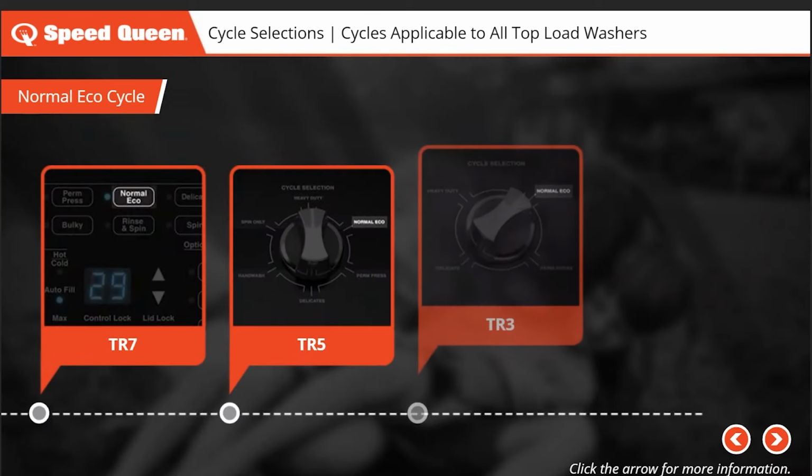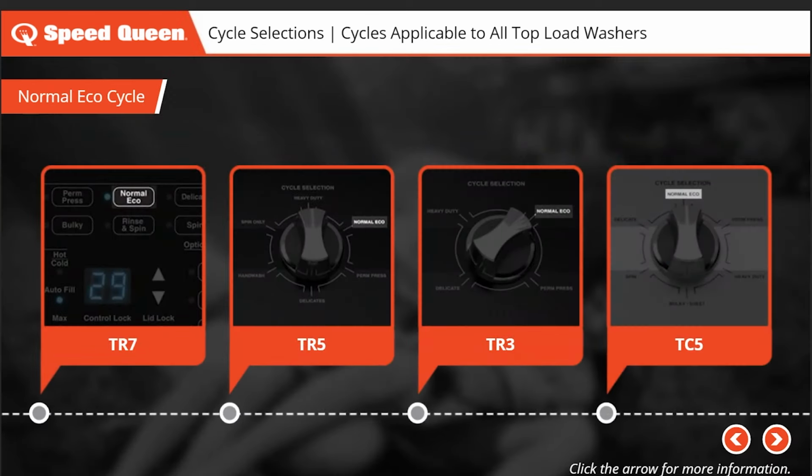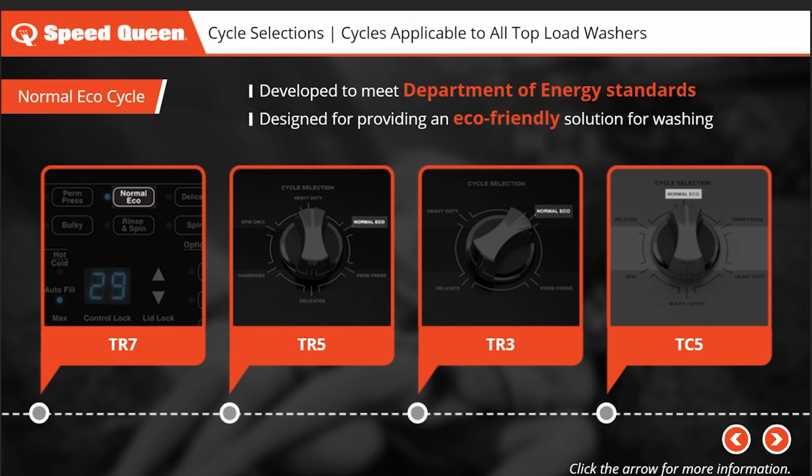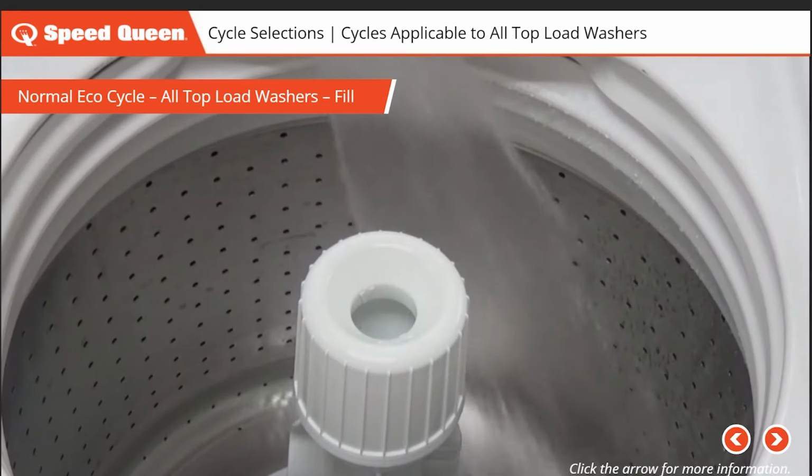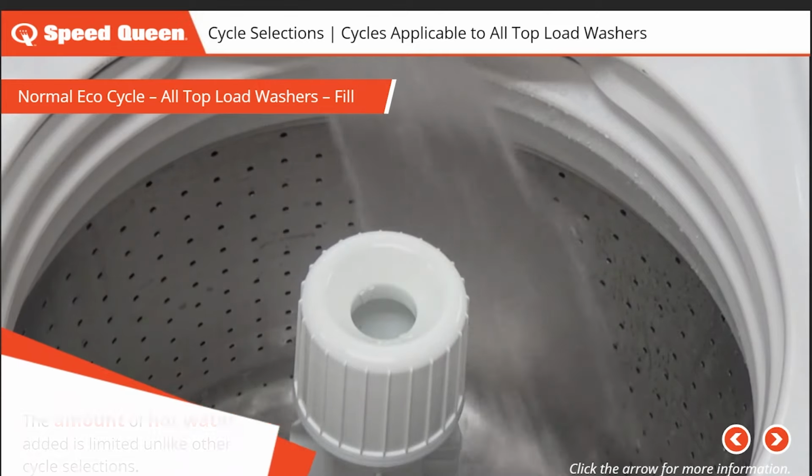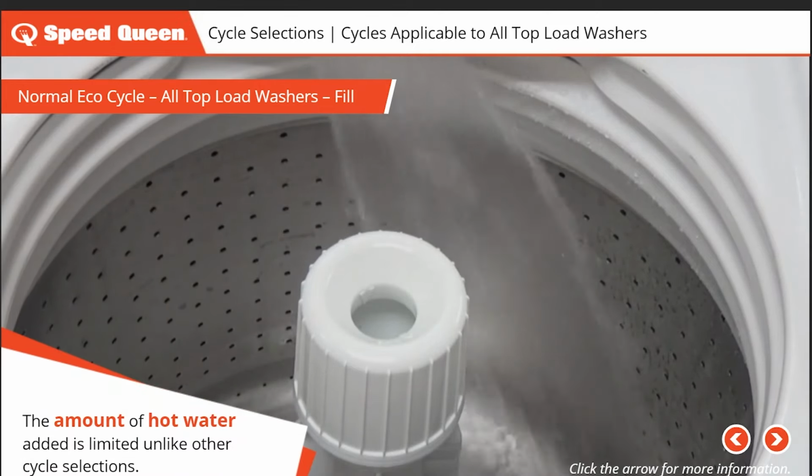The normal eco cycle is available on all models. The normal eco cycle is developed to meet the Department of Energy standards for both water consumption and energy usage. It is designed to provide an eco-friendly solution for washing everyday cottons and linens. On all top-load washers, when running the normal eco cycle, the amount of hot water added to the wash when hot and warm temperatures are selected is limited, unlike with other cycle selections.